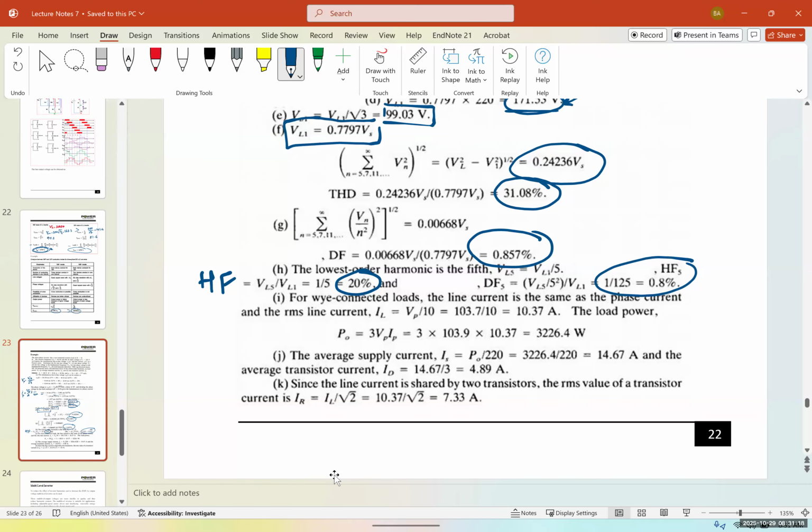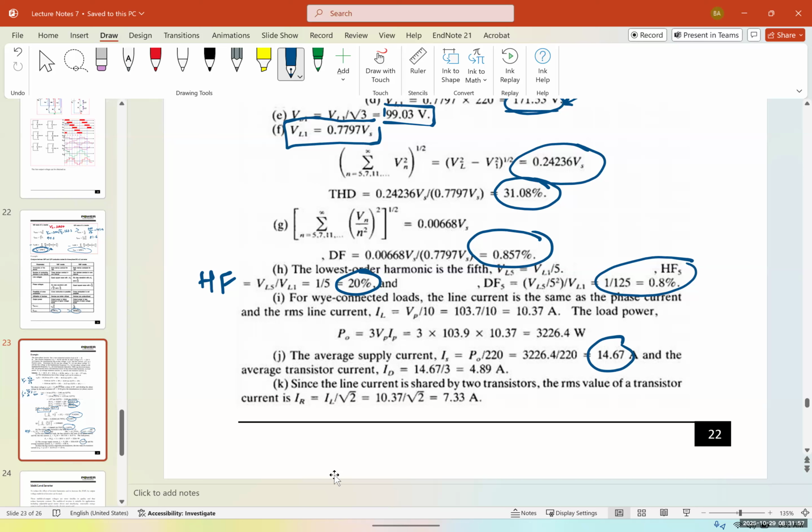The load power is going to be 3 V phase I phase, which gives us 3,226.4 watts or 3.2 kilowatts. The average supply current: P is going to be equal to VI, therefore I is equal to P over V for each phase, and it's going to give us 14.67 amps. And the average transistor current, ID, would be equal to that current divided by 3, because we have 3 phases coming in. It gives us 4.89.